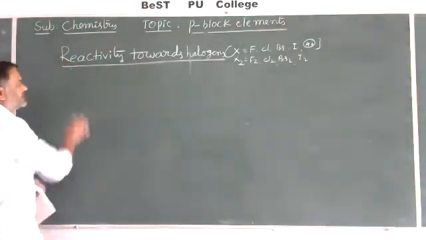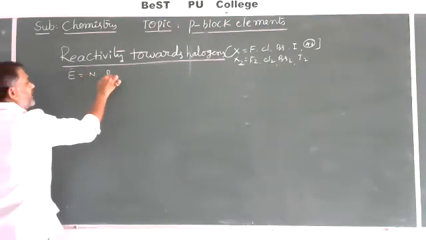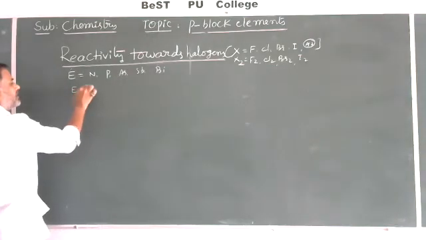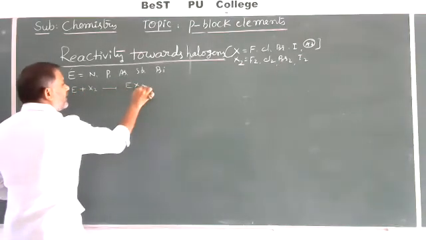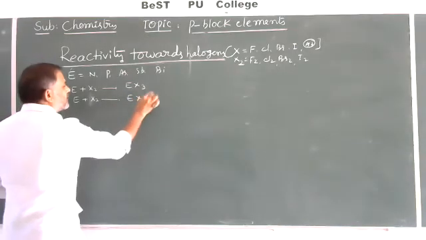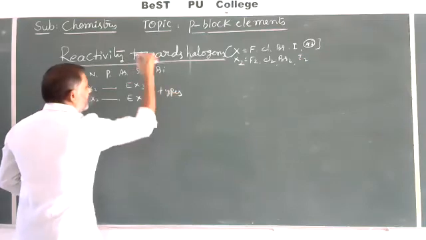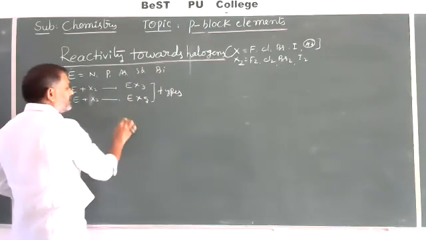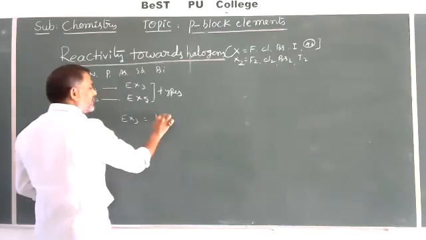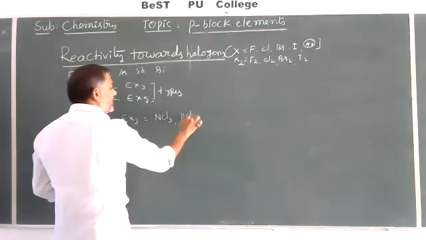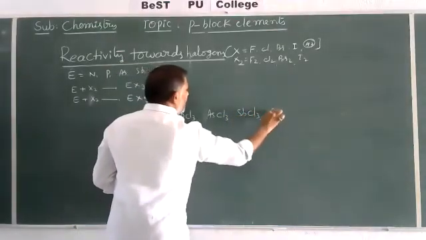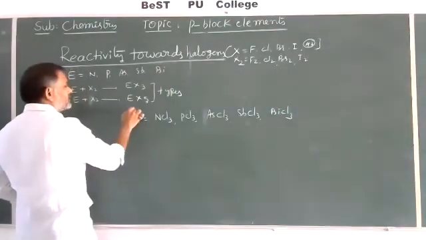So, reactivity towards halogens. The 15th group elements are nitrogen, phosphorus, arsenic, antimony and bismuth. These elements react directly with halogens. They form EX3 type, and on reacting with excess X2, they form EX5 type. Means two different types of halides are formed. For EX3 type, taking X as Cl: NCl3, PCl3, AsCl3, SbCl3, BiCl3. Here X is chlorine.